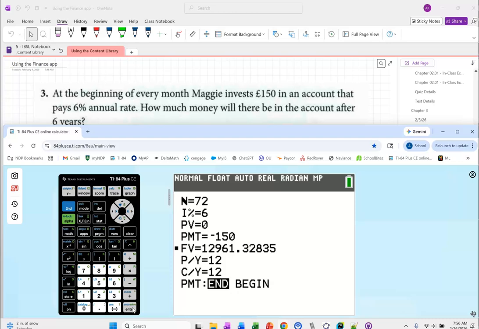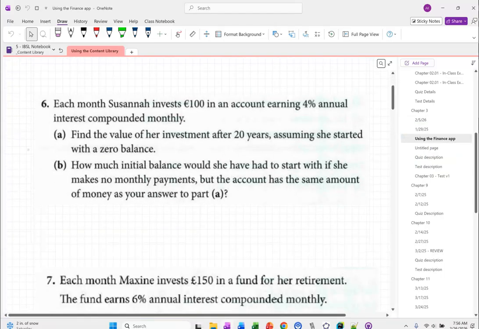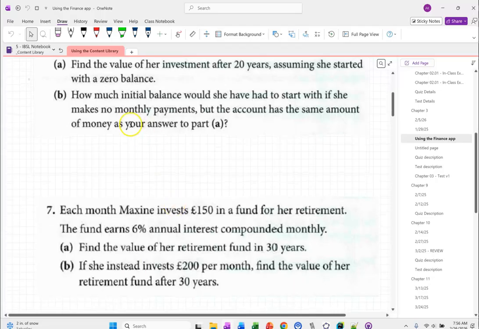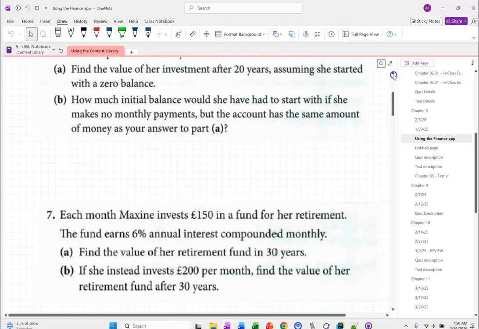Okay. Go on to the next example. Sound good? I have 6 or so examples here. Maybe 7, 6 or 7.